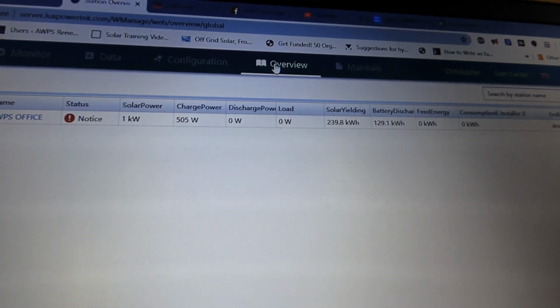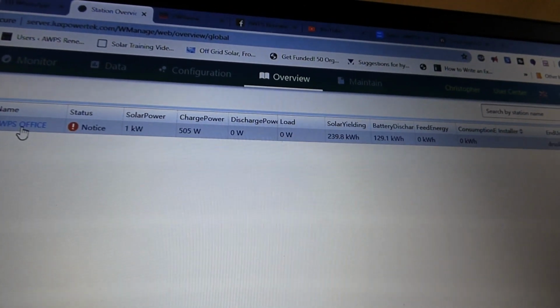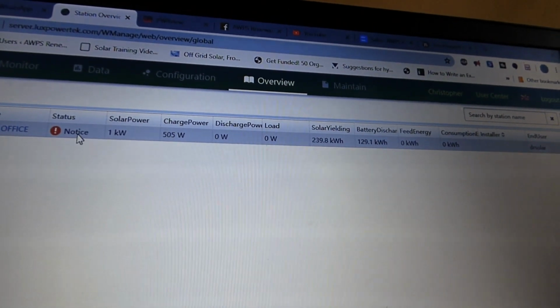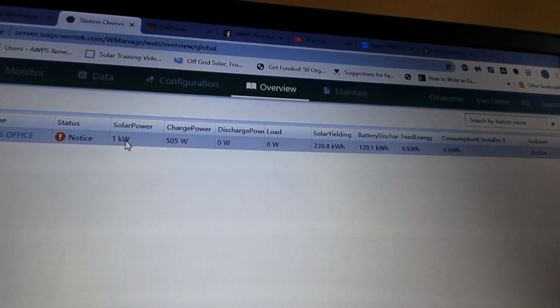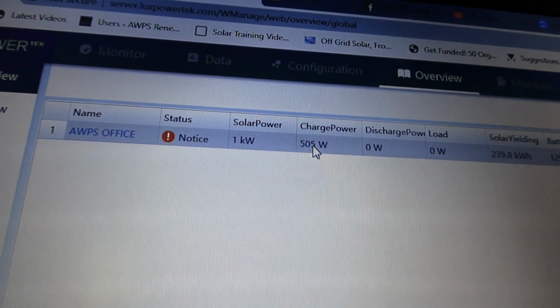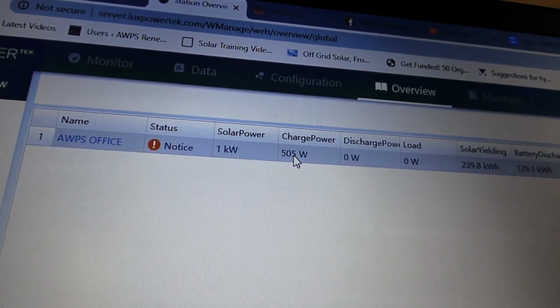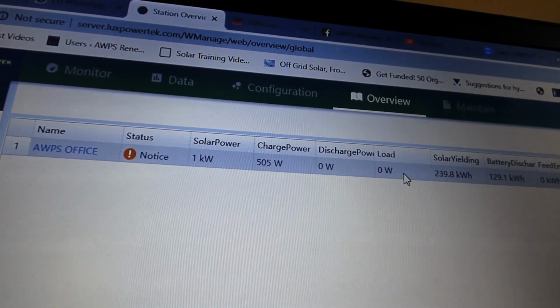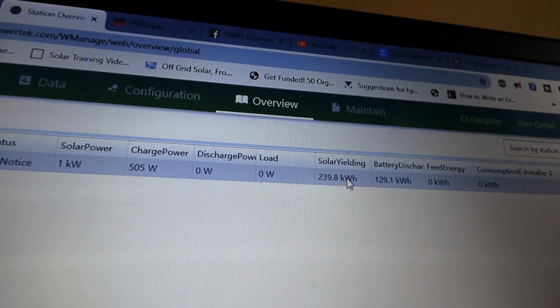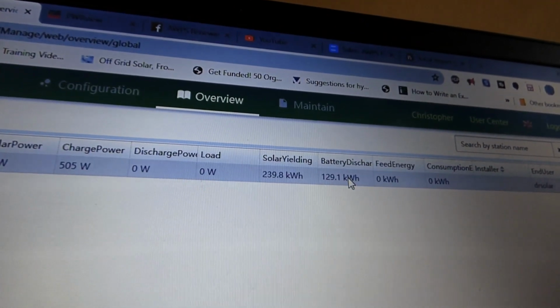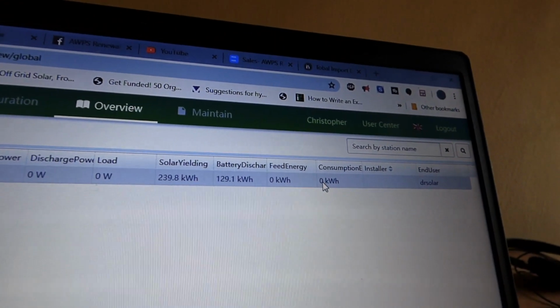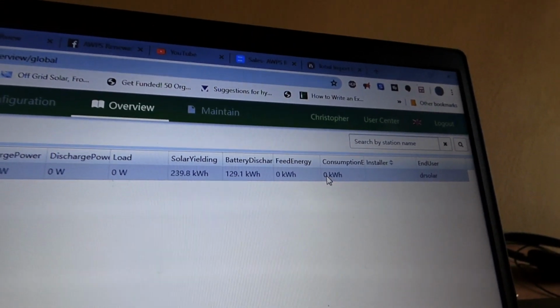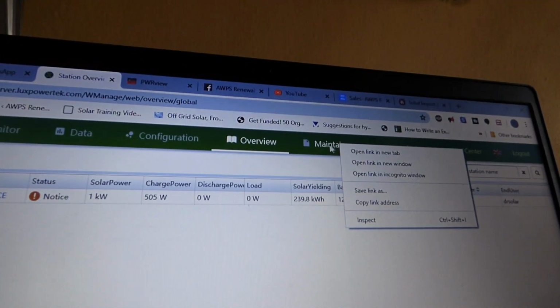Same data, the overview tells you AWPS notice. We have one notice, which is a low battery. We've generated 1 kilowatt hour so far. Right now, the system is putting 505 into the batteries. It doesn't show you your discharge power or your load. It shows your total solar yield, total battery discharge, and if we don't have any feed, we don't have any consumption from the grid.